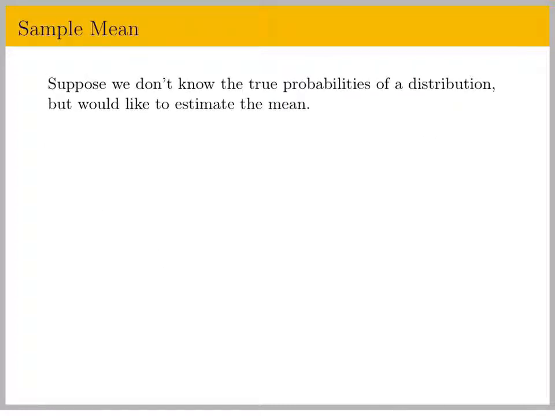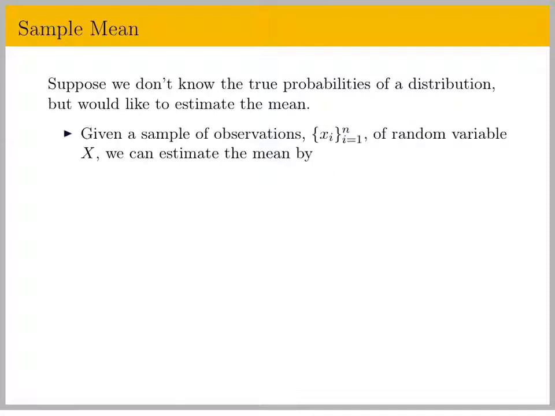Now let's talk about some sample moments. In reality, when we're given realizations of random variables, we often don't know what the true mean and the true standard deviation are. And so what we need to do is estimate them. So let's say there's some random variable x, and we have no idea what its mean is, but we do have a realization, that is, a set of observations that are realizations of this random variable.